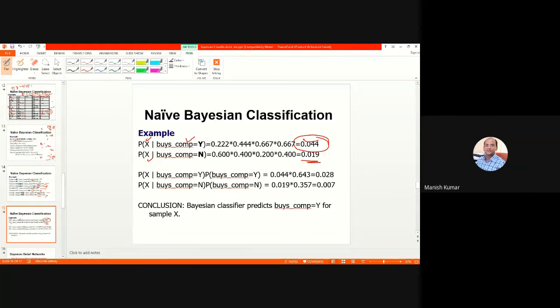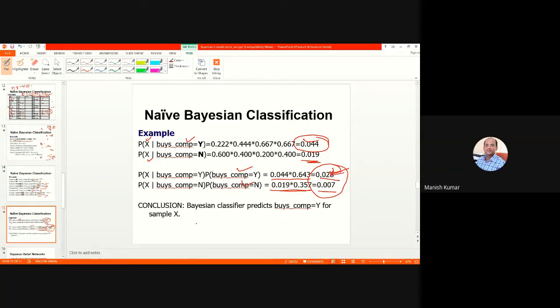Now, since class probabilities are not the same, we'll be multiplying the class probabilities also. That means the posterior probability is actually given by the likelihood times the prior probability. So this will be added, sorry, multiplied. So 0.044 into 0.643 will give you 0.28, whereas this other one will give you 0.07. Now compare these two. So what you get is this, and the maximum corresponds to this one.